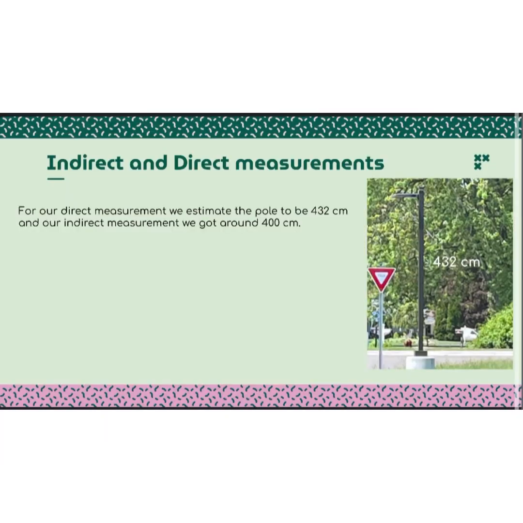For our indirect measurement and/or estimated measurement, we use the shadow lengths and the actual heights since they are proportional. We then set up a simple equation using the variable x to find an approximate height for the lamppost, which is around 400 centimeters. For a direct result, we used a meter stick and estimated how many times it could have been stacked on top of itself, and finally, we got a measurement of 432 centimeters.